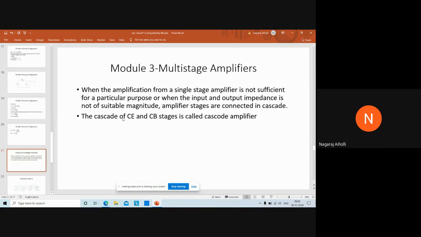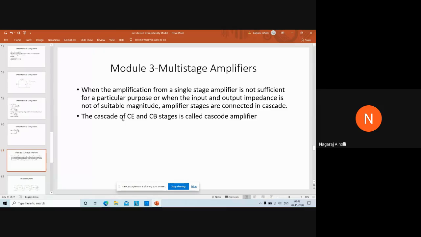The question is why this multi-stage amplifier is necessary. The gain that we are getting from a single stage amplifier is sometimes not sufficient. The gain we are getting from the single stage amplifier may not be sufficient for certain applications. Therefore, we have to connect many such circuits in cascade.